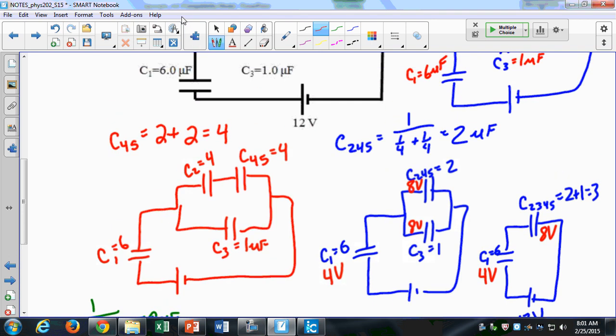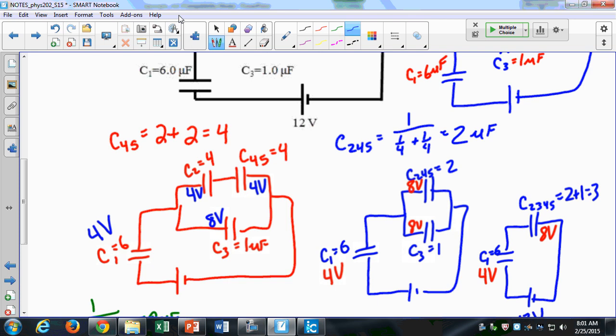Now, almost done. I have numbers I've already found, 8 volts there and 4 volts on C1. These two capacitors are identical. They're in series. Capacitors in series have the same charge always, regardless of whether they're identical or not. But in this case, because they're identical, they're also going to have the same voltage. So the voltage across C2 will be 4 and 4 volts, since they have to add up to equal 8. I have 4 volts and 4 volts here.